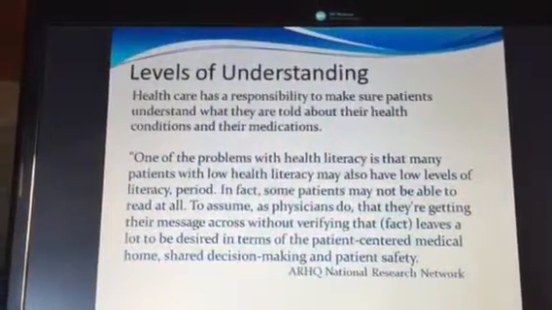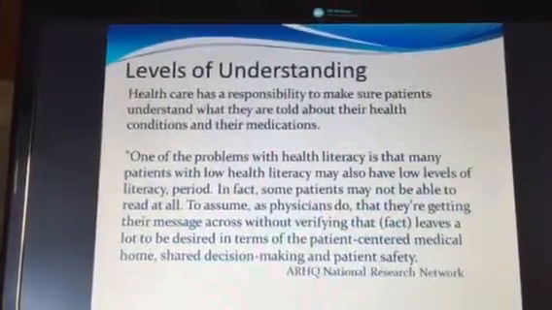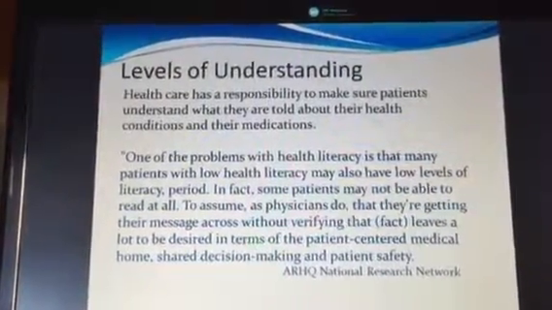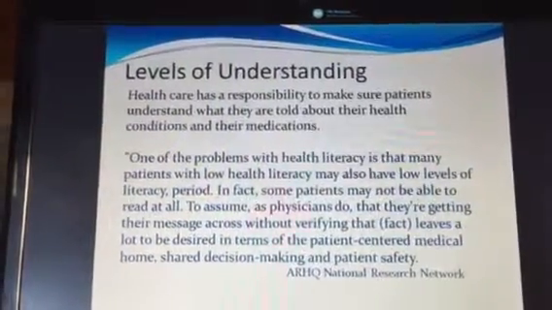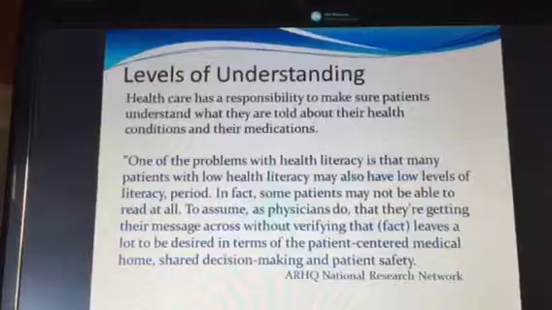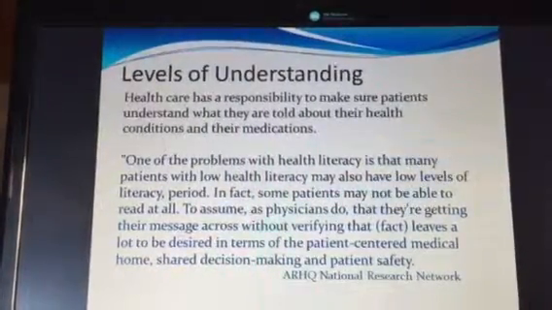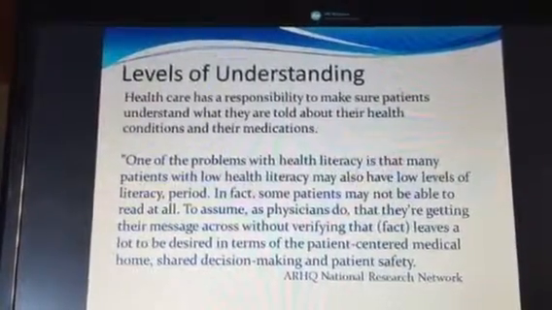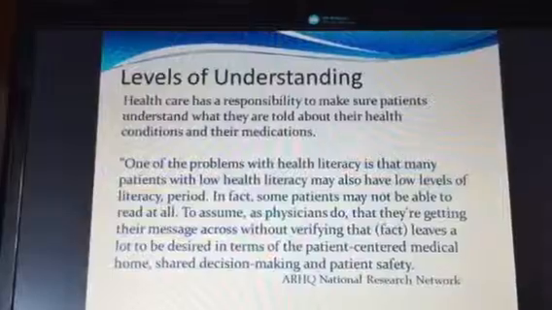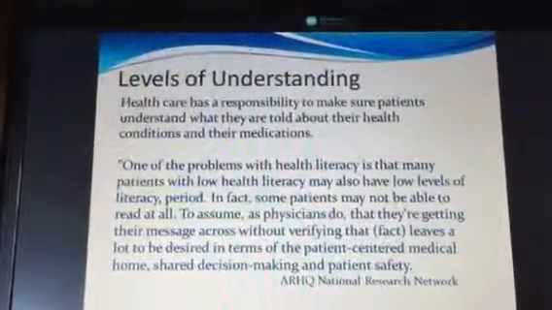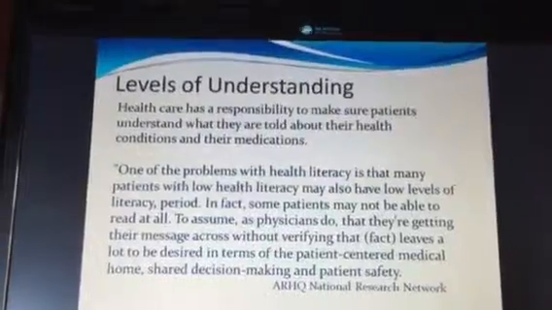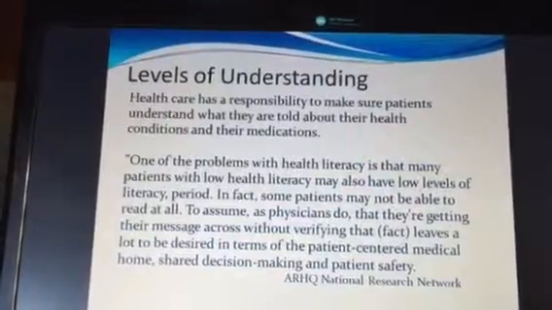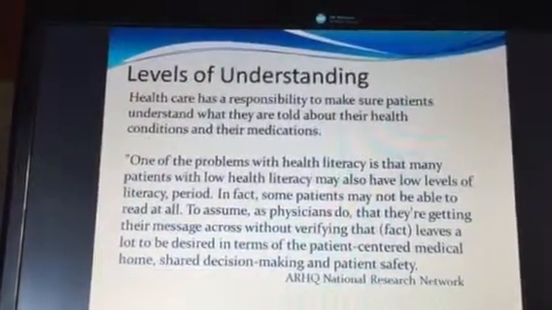Just to summarize, the level of understanding is very important. One of the problems that has always been with health literacy is that many patients with low literacy may also have low levels of confidence. In fact, some patients may not be able to read at all. Be sure to verify that in a confidential and private manner so that you don't embarrass your patient.